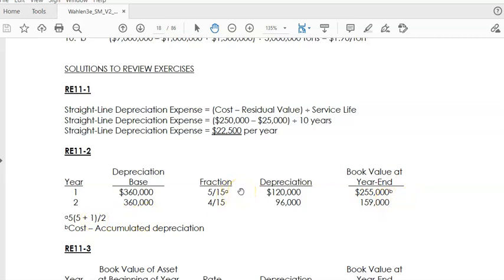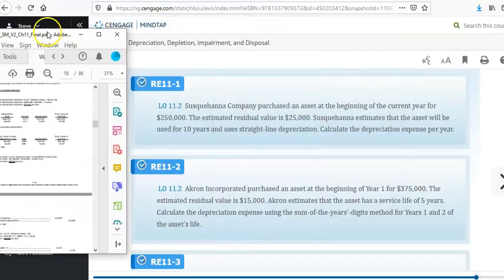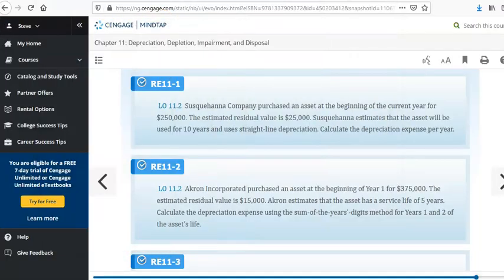They're only showing us 2 years out of the 5, but that would be the same pattern you would follow for years 3, 4, and 5. Year 3 would be 360 over 315, and you get the picture for how that works. And the chapter has a really good example of doing that for an entire lifetime of an asset as opposed to just 2 years like this one did.